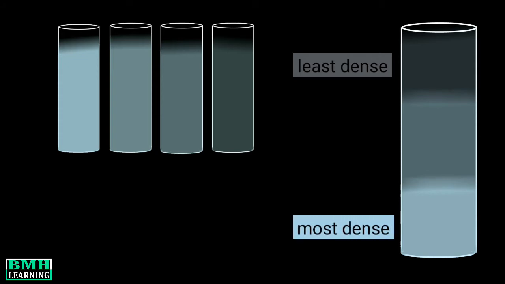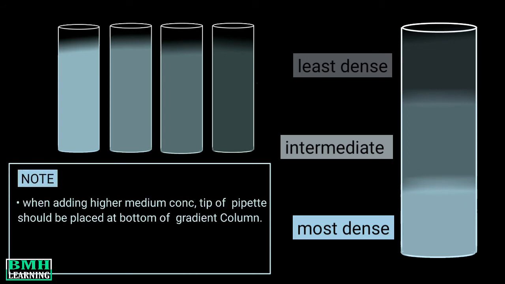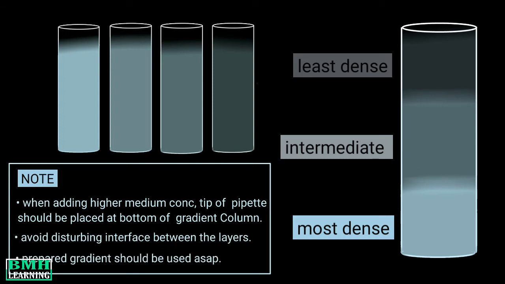While in the middle you have all different densities of the medium, which are gradually getting denser as you come down. So we can say this layer has intermediate density, which is more than the top and lower than the bottom. It should be noted, when adding the higher concentration of medium, the tip of the pipette should be placed at the bottom of the gradient column. You must also avoid disturbing the interface between the layers. The prepared gradient should be used as soon as possible to avoid premature diffusion of the gradient layers.